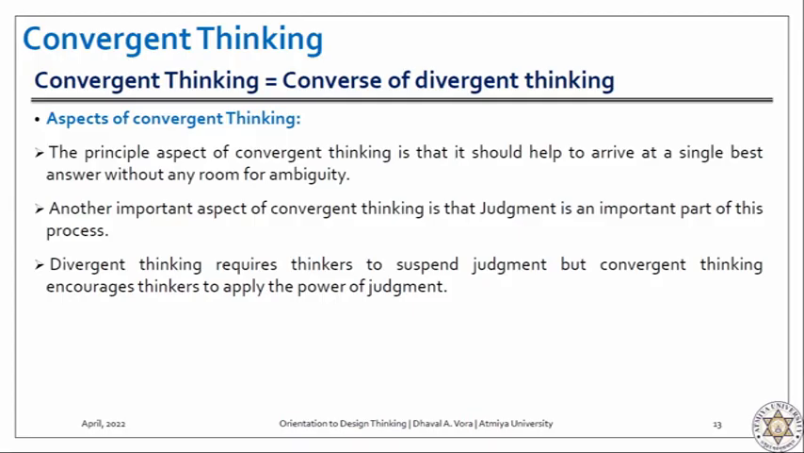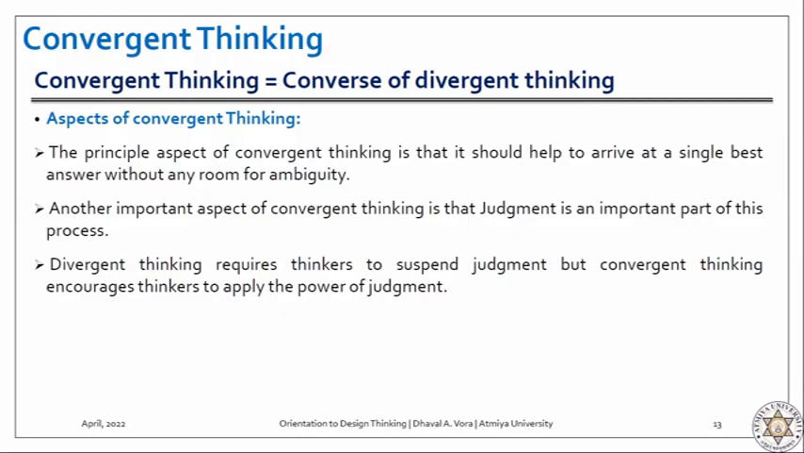Why am I saying this? Because if there is room for ambiguity, two different persons may understand the concept differently. That should not happen. Another important aspect of convergent thinking is that judgment is an important part of this process. Of course, because you need to take judgment, and according to that only you can achieve a certain kind of solution, and there should not be any room for ambiguity. That is possible with the help of right judgment only.